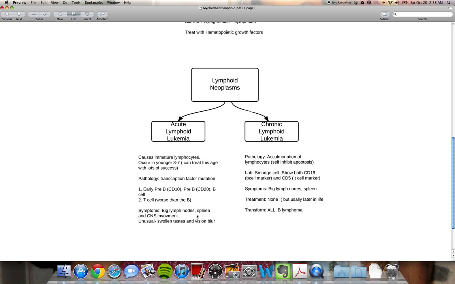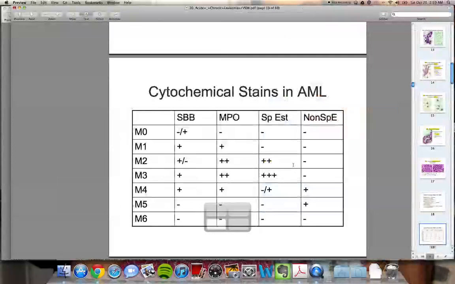And so you're going to have a buildup of lymphocytes, and the reason why, the pathogenesis, is those lymphocytes are inhibiting apoptosis. They actually have this gene called BCL2, which is inhibiting apoptosis. So here it is, pathogenesis, self-inhibit apoptosis. Now, how do we look for this? Now, the diagnosis factor is we can look for these smudge cells on the blood smear. So let's take a look at that.